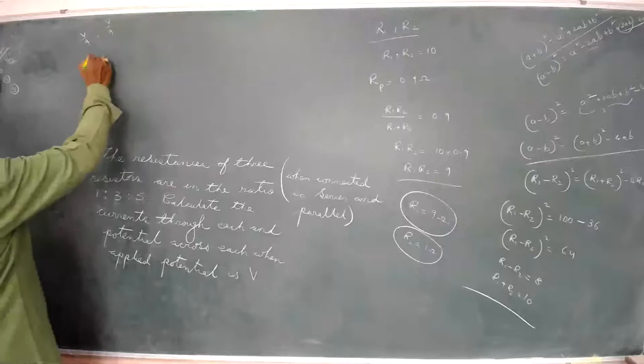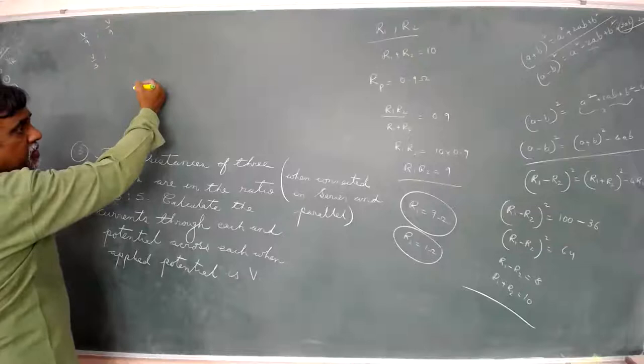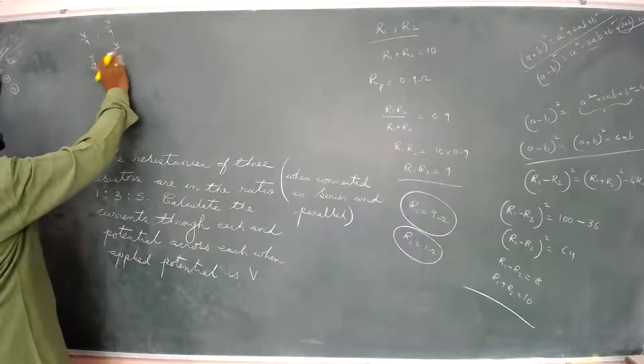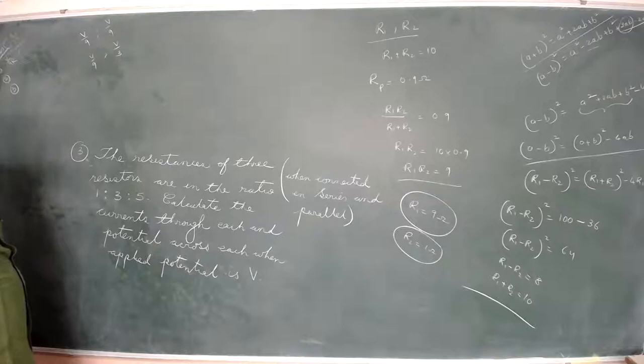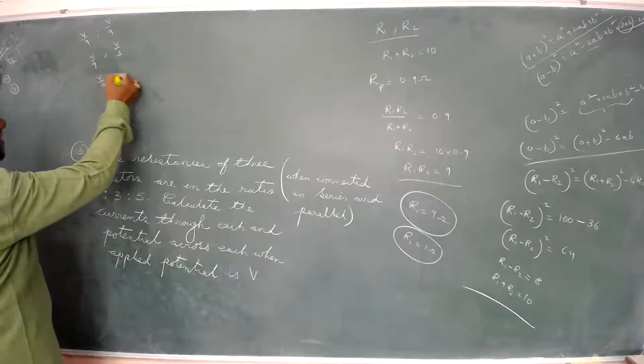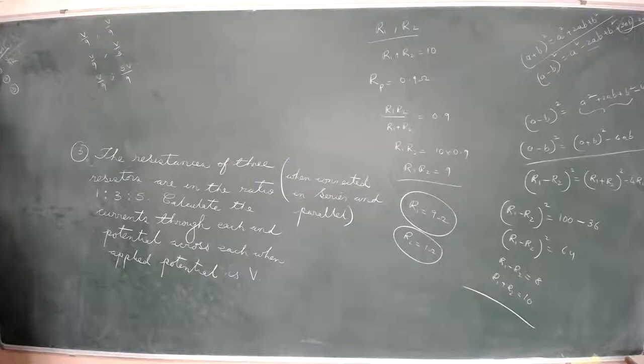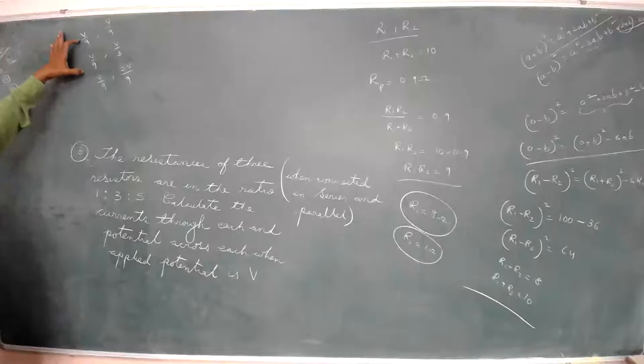Next, potential across the second. Second also 3V by 9, that is V by 3, but the current is V by 9R. Next step, through the third, current is V by 9R. Potential is 5V by 9. Come on, current, 9R, you are getting.